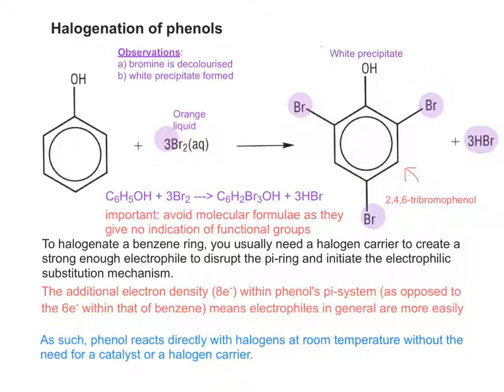So I put it down there in purple, and I've also put a little note to avoid molecular formulae as they give no indication of functional groups. So try to stick to structural formulae as a bare minimum. Otherwise the examiner is going to think, well, this person has given me a molecular formula, but how do I know they're writing about a phenol? So you need to be a little bit careful of falling into that trap.